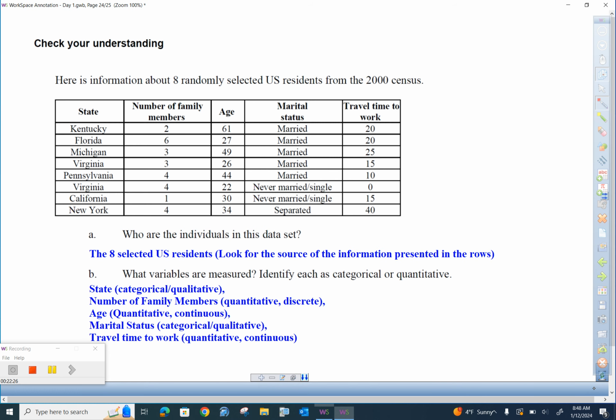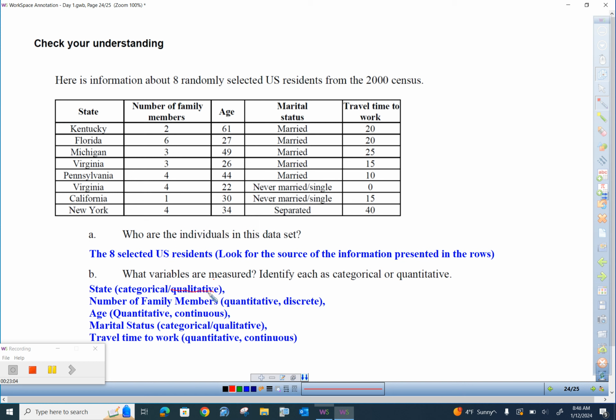Okay, here. Individuals are the 8 selected U.S. residents, and then we know the variables are in each of those columns there. Each one can be classified as categorical or quantitative, and then for that I also added discrete or continuous just to keep in practice with those types of questions. It wasn't asked here, but I would like you to go ahead and add that on. Okay, so number of family members was discrete, age is continuous, travel time to work is continuous. Remember, for categorical, I may use the word qualitative. You do not have to write that, just so you know when I say it out loud, that's what I'm talking about.